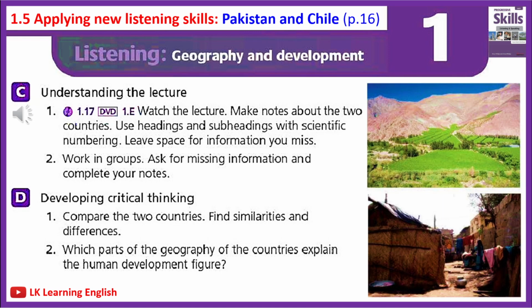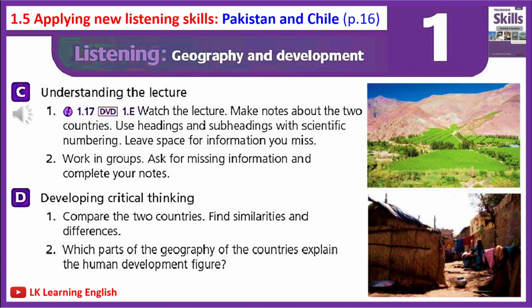What about the urban-rural split? Well, the population of Pakistan is more rural than the population of Chile. The split in Pakistan is 34 to 66, whereas in Chile it is 87 to 13.